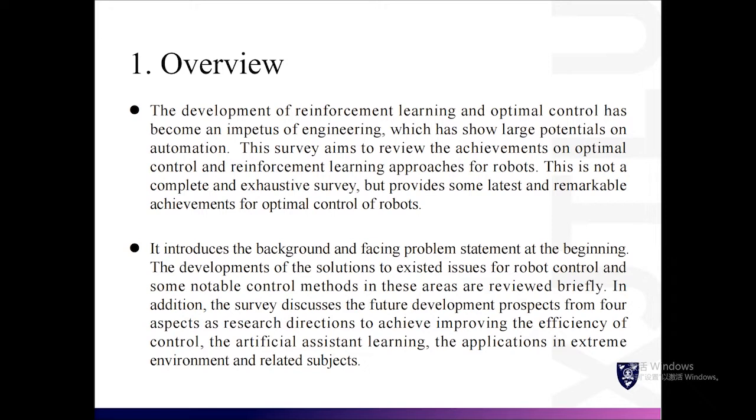The development of solutions to existing issues for robot control, and some notable control methods in these areas, are reviewed briefly. In addition, the survey discusses the future development prospects from 4 aspects as research directions: improving the efficiency of control, artificial assisted learning, applications in extreme special environments, and other related subjects in engineering developments. Interdisciplinary research is essential for engineering fields based on optimal control methods, which wouldn't only promote engineering equipment to be more intelligent, but also extend the applications of optimal control approaches.